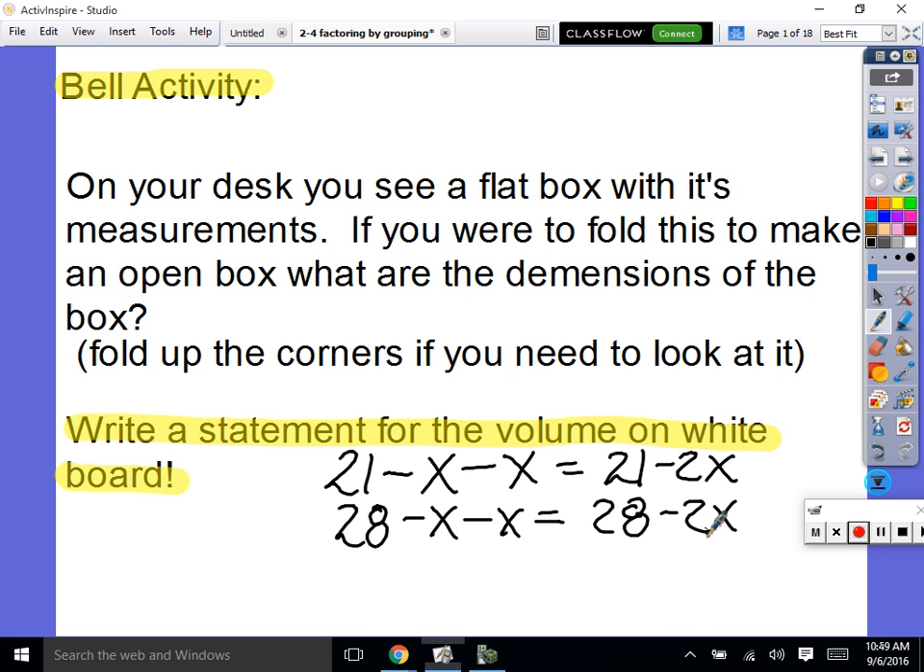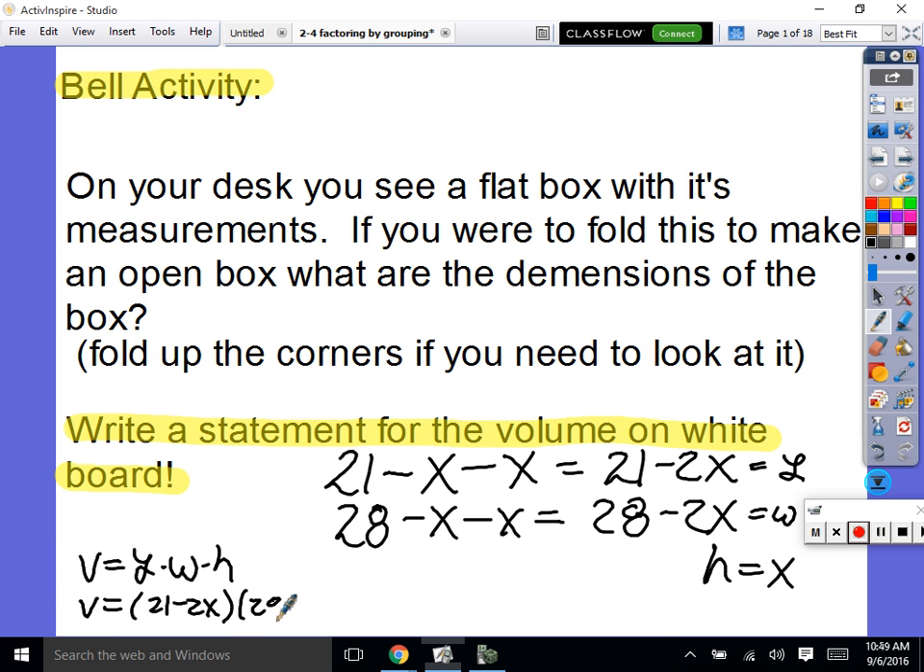Yeah. We did not see it on the homework. So then what's my height, guys? Look at your box. X. So here's my length, my width, or whatever, and then my height is X. So it says write a statement for volume. Length times width times height. So volume is 21 minus 2X times 28 minus 2X times X.